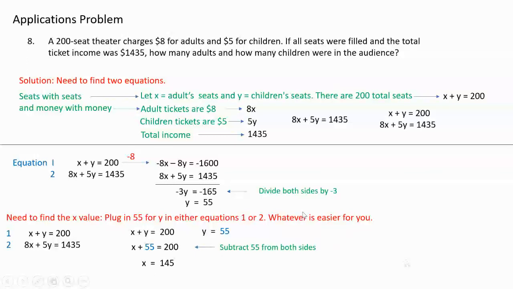So I got my x and my y. My x is 145, but y is 55, but that's not what they're asking for. They're asking how many adults and how many children were in the audience. Since x equals adults, there's going to be 145 adult seats and 55 children seats. That's how you work word problems with linear systems of equations.